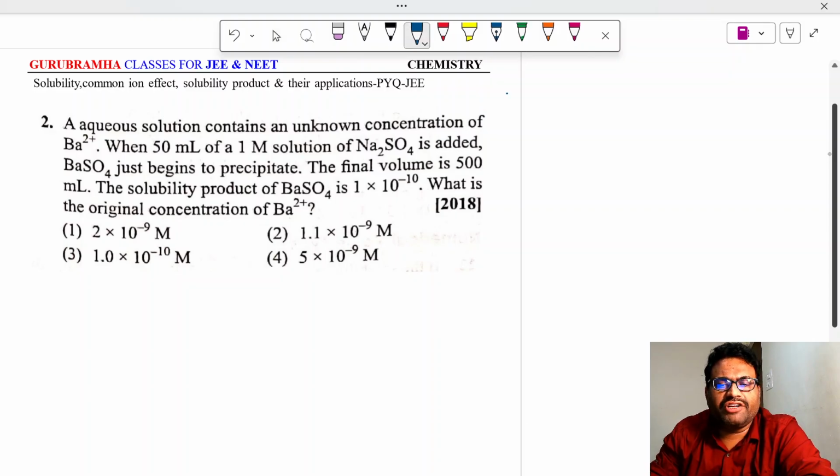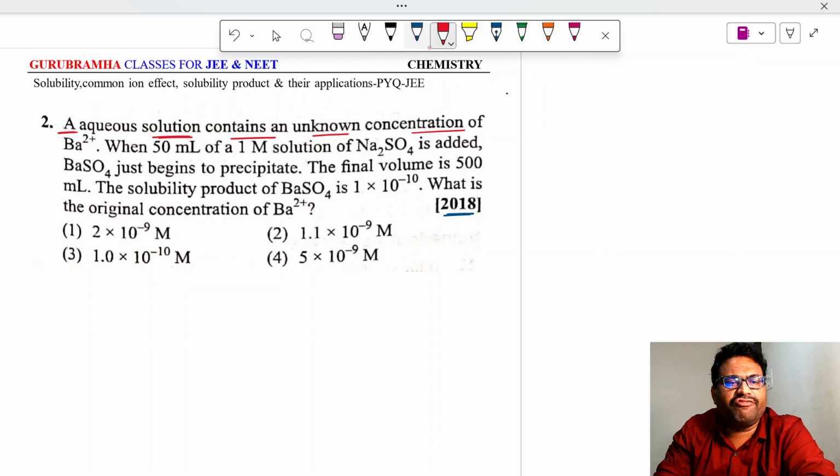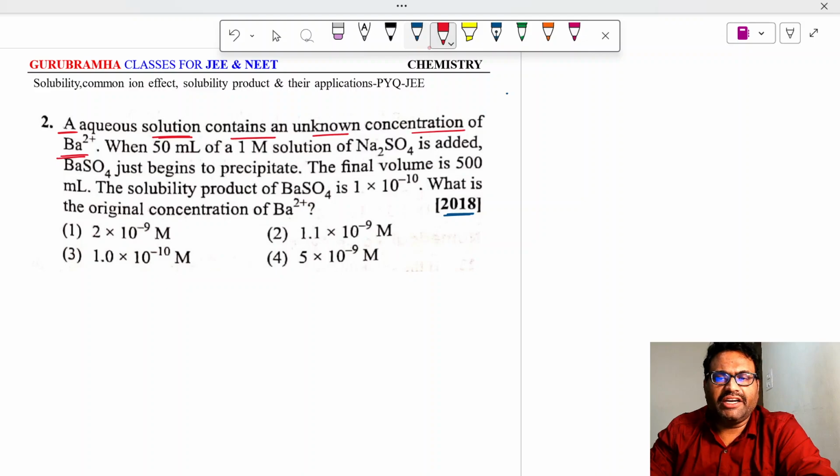So when is this question given? This question is given in 2018, right? So let us see. An aqueous solution contains an unknown concentration of Ba+2. Here there is a Ba+2 solution.